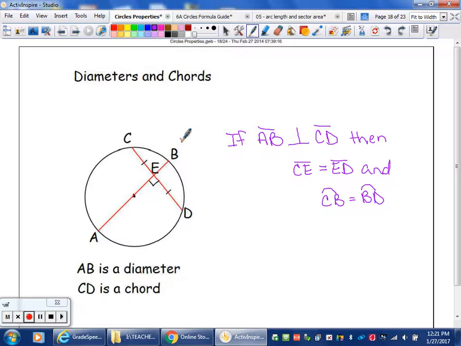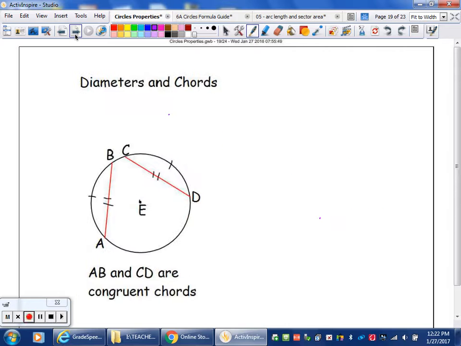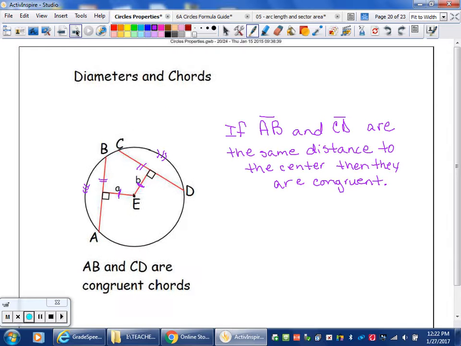The next things are just some theorems you should know. If a diameter intersects another chord of the circle, it bisects that chord and the arc it creates. If two chords in a circle are congruent, then the arcs they create are congruent. If two chords are the same distance from the center of the circle, then the two chords are congruent and so are the arcs.